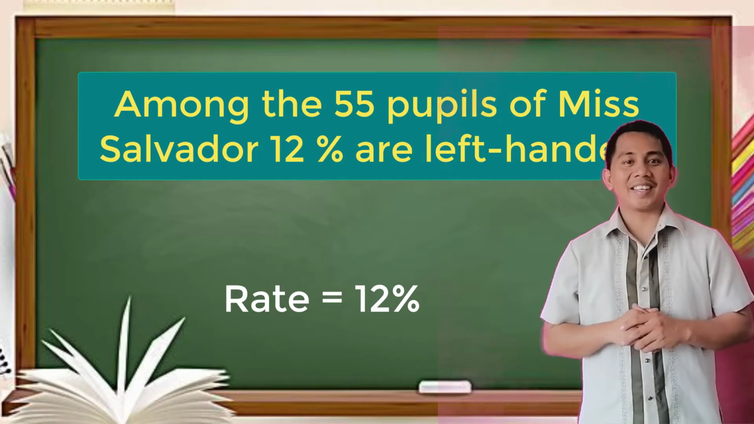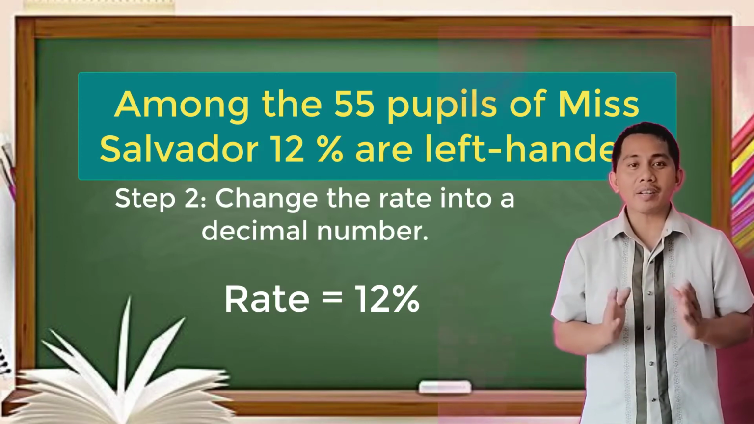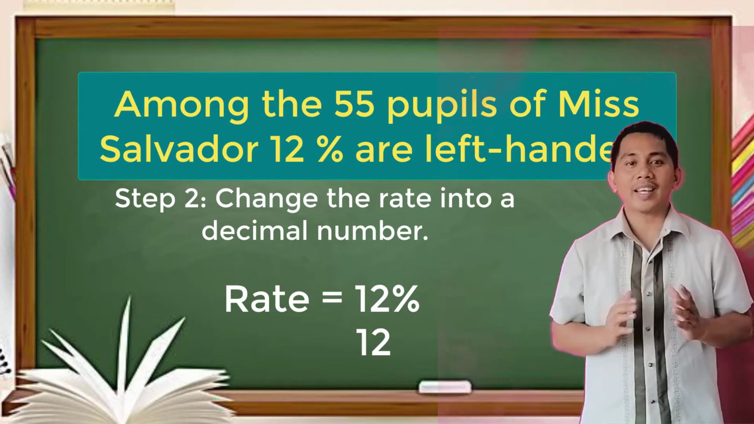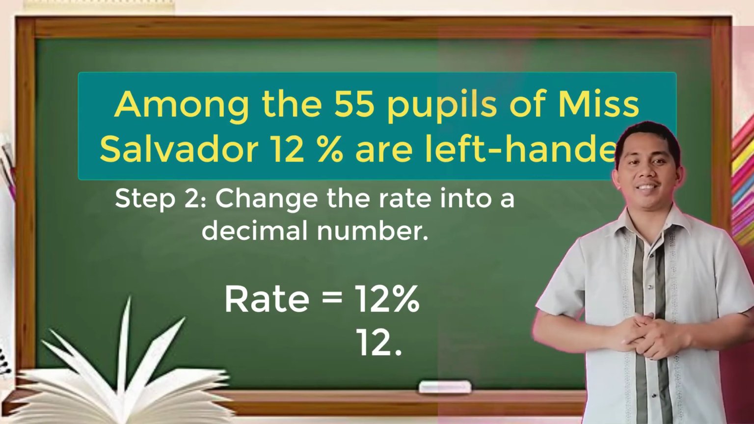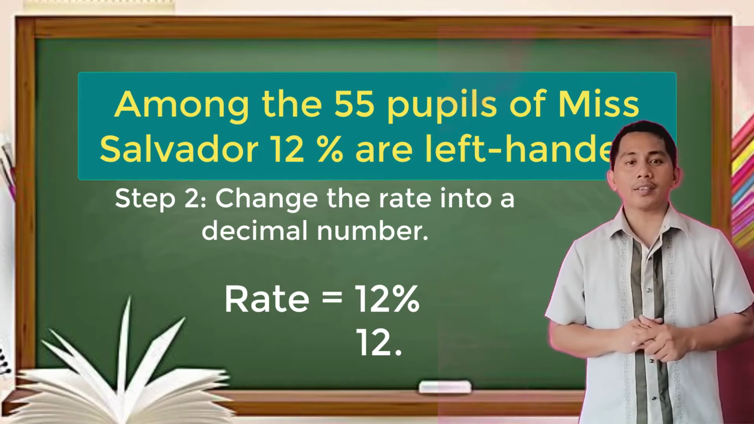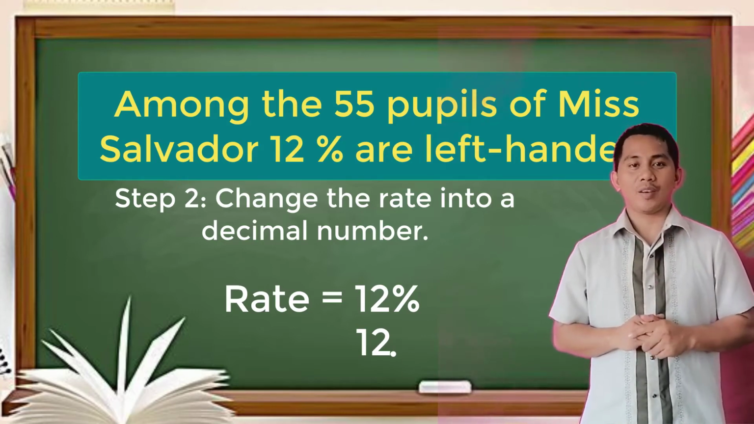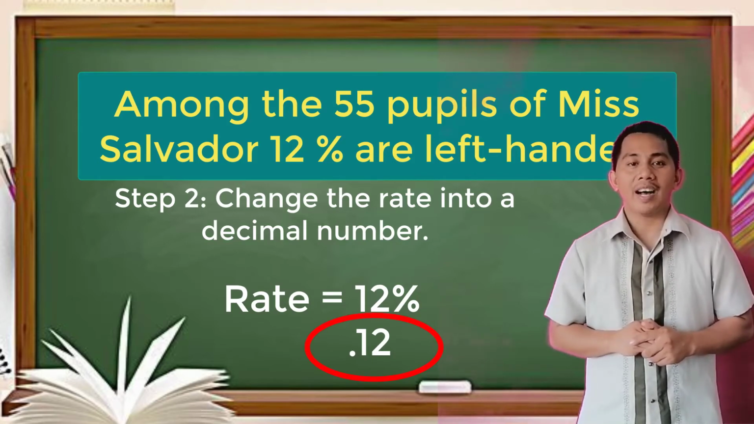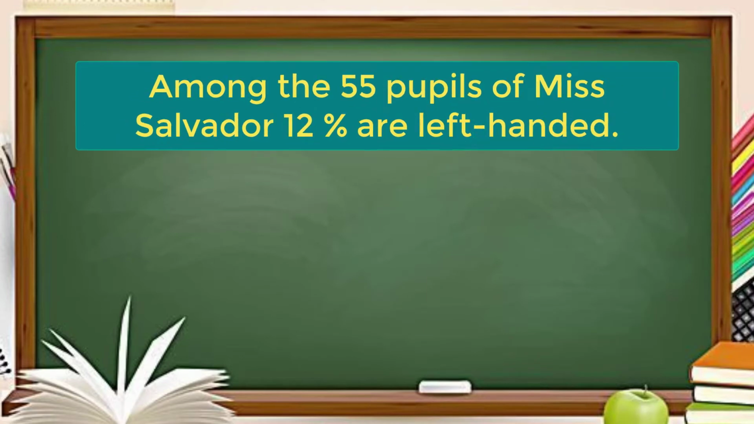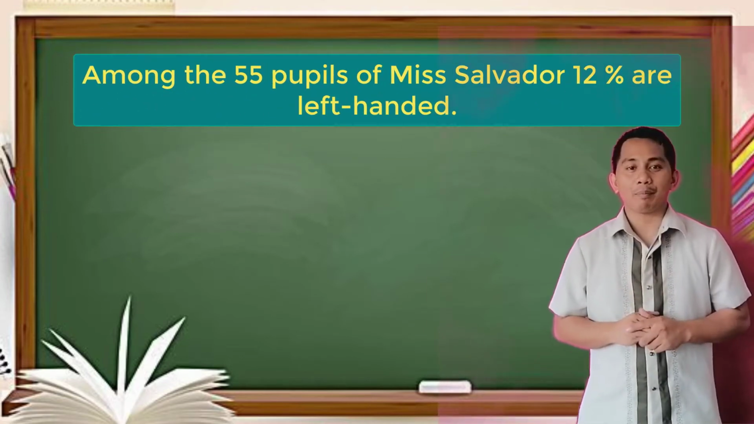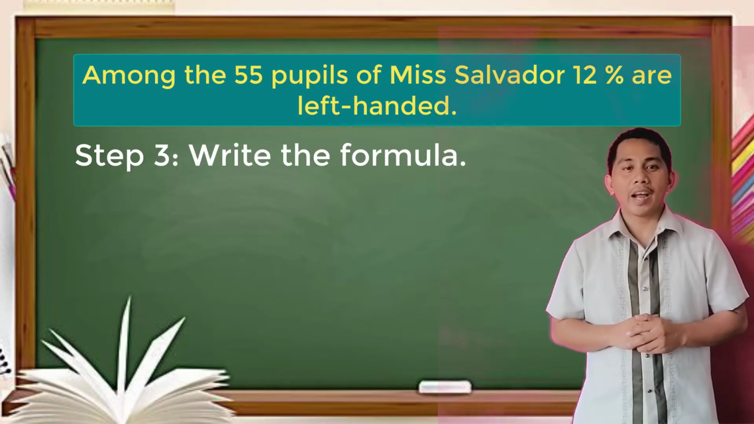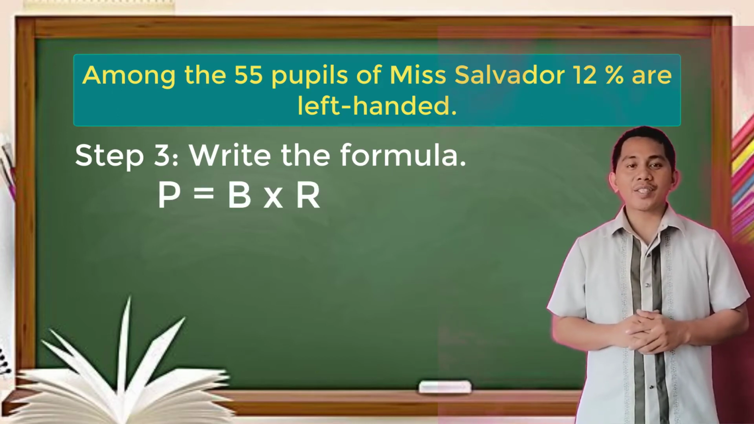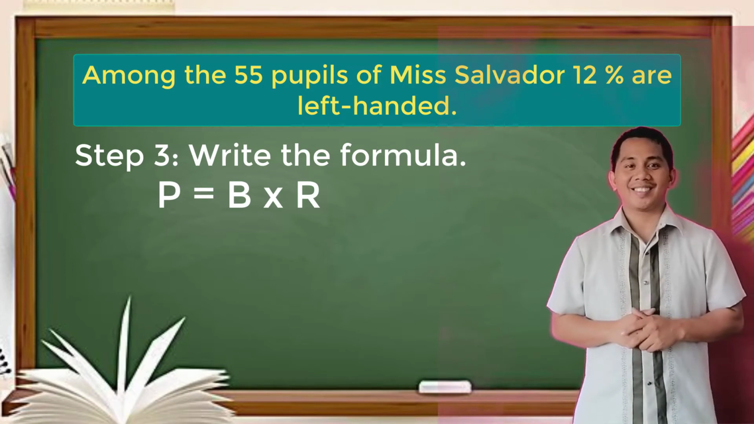Yes, indeed. Step 2 is to change the rate into a decimal number. Take 12 and write a decimal point after the last digit. Move the decimal point twice going to the left. 1 and 2. Thus the rate is 12 hundredths. And what is the third step? Correct. Write the formula. P equals B times R, or percentage equals base times rate.